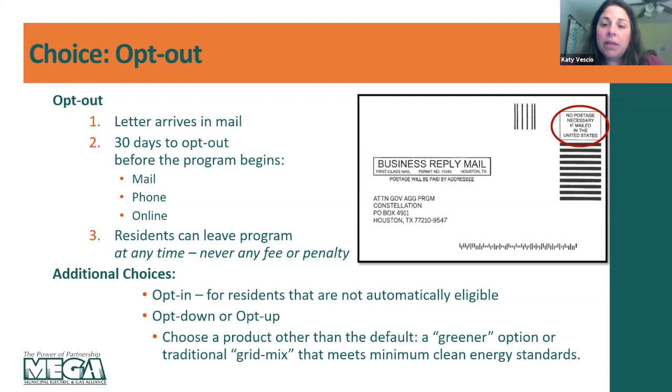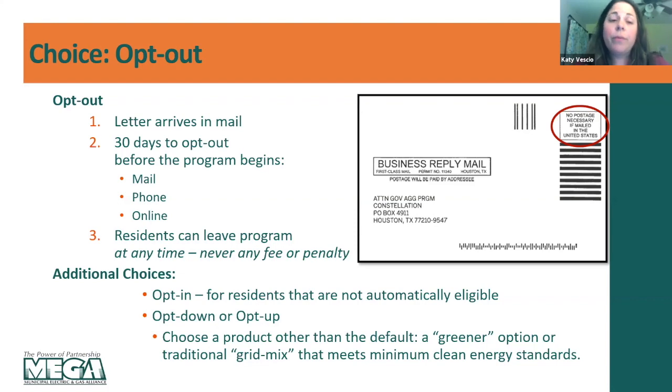The important thing to remember is that even though we have a 30-day opt-out window, you can really opt out of this program at any time. Your opt-out period before the program starts essentially gives you the ability to say, I don't want to join this program ever. I don't want to start in the program. But let's say you do find yourself starting down the program and you join for a few months and you decide it's not for you. You are always eligible to opt out, and there's never a fee or penalty to do that. That's something that we require of the supplier that wins the bid.